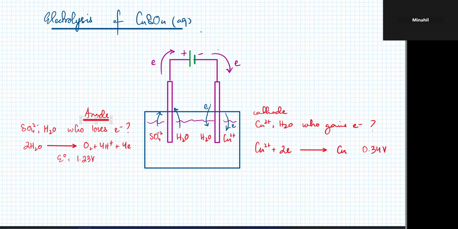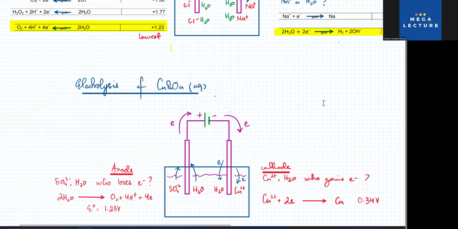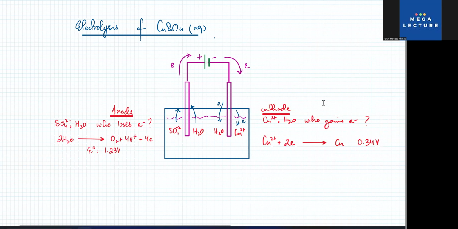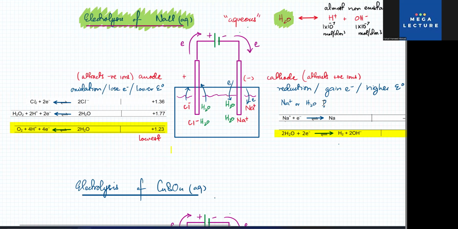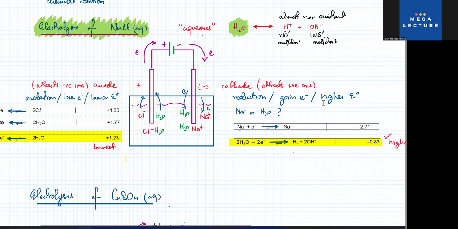Yes, sir. So you got these two different. So you can do this for a number of electrolysis, and you just have to figure out who gains electrons and who loses electrons.